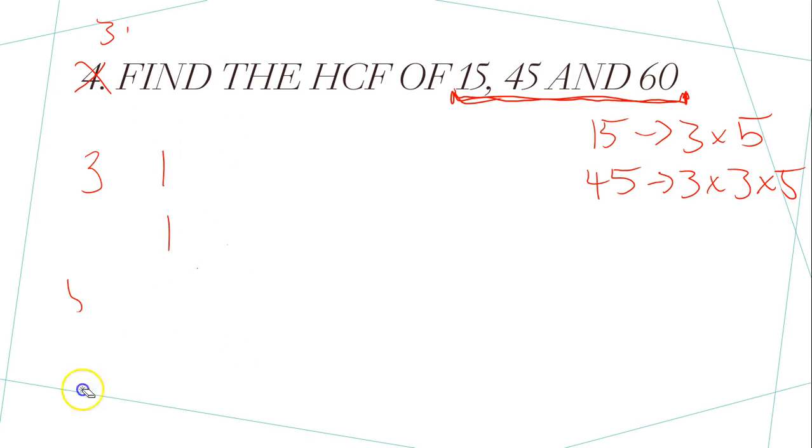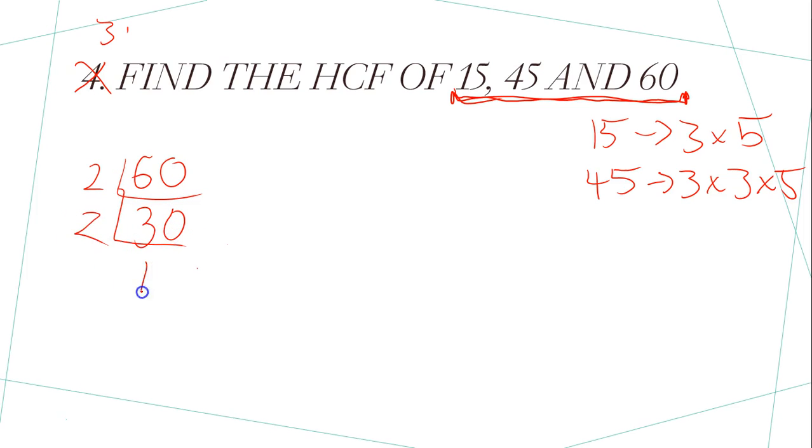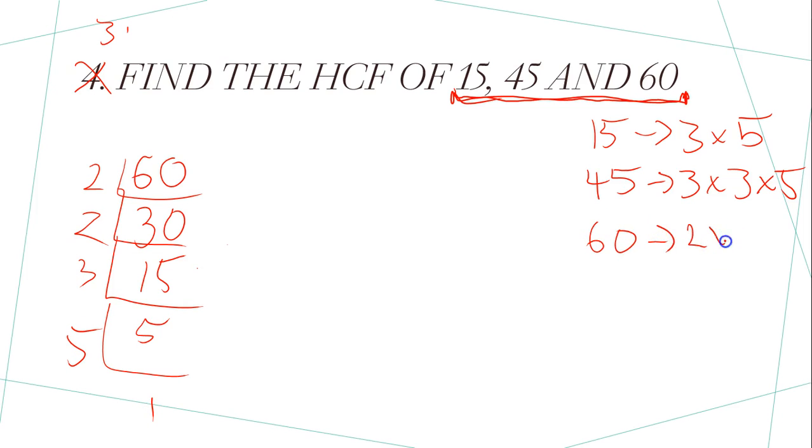And now the last one is 60. I'll write the 60 again. A bit better. Yeah, that's much better. Well, what's the smallest number we can put into this? Well, 2, because it's an even number. We make this 30. Again, 2 works. 15. Well, we know 3 goes. 5 comes here. 5, 1. Now we have 60 is 2 times 2 times 3 times 5, right?